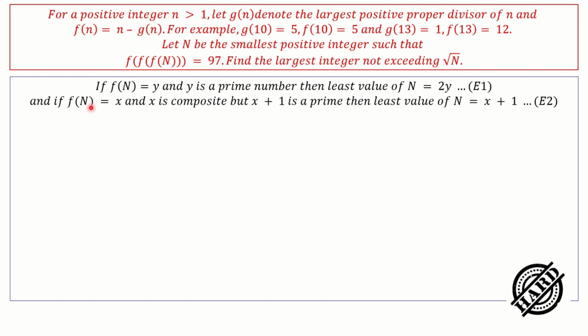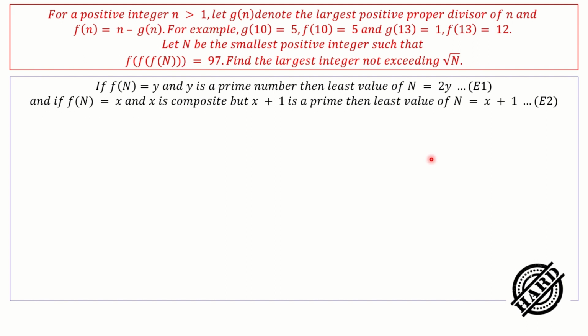Then what has to be n? If x equal to 10, n has to be 11. Yes. If n is 11, the highest factor is 1 because 11 is a prime. So the biggest divisor is only 1. 11 minus 1, you will get 10. So if x is a composite number and x plus 1 is a prime, then n equal to x plus 1. Okay? Note down these two. Few more will come.